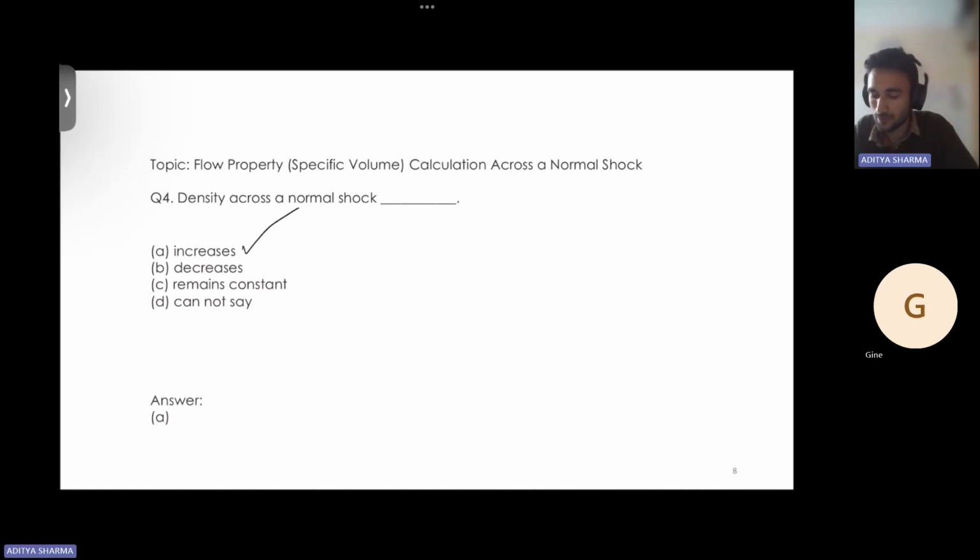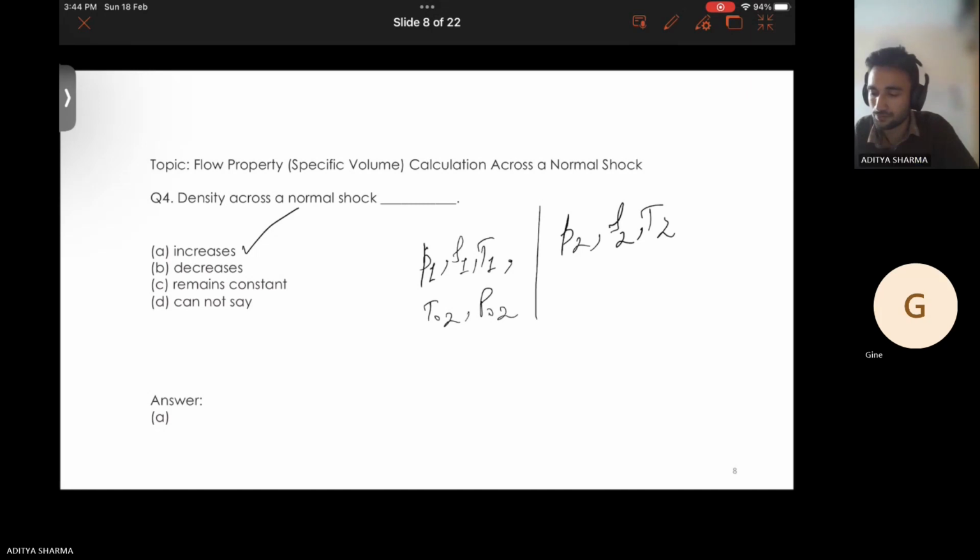So across a normal shock, what happens? If I draw this, M1, rho 1, T1, P2, rho 2, T2. Then, in total terms, there's also T0 1 and P0 1, and T0 2 and P0 2. All right.